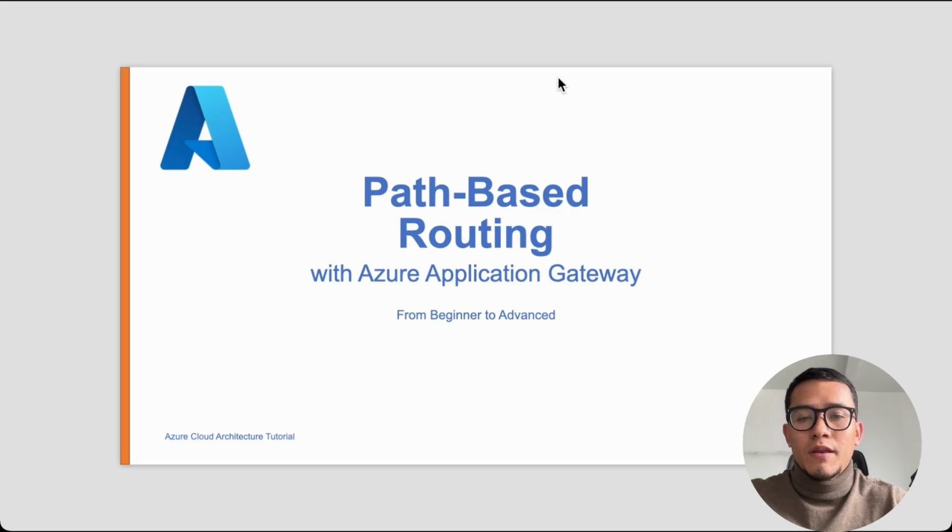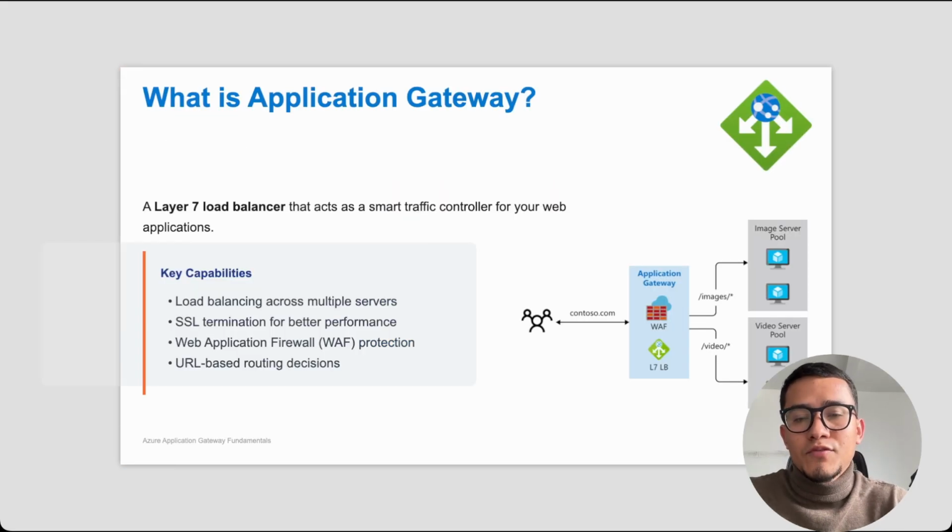So let's jump in. Before we talk about path-based routing, let's quickly cover what Azure Application Gateway actually is. An application gateway is a layer 7 load balancer. And unlike traditional load balancers that only look at IP addresses and ports, an app gateway can actually inspect the content of HTTP requests and make routing decisions based on URLs, headers, and other application level data.